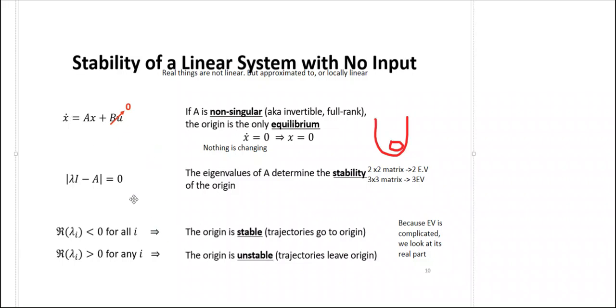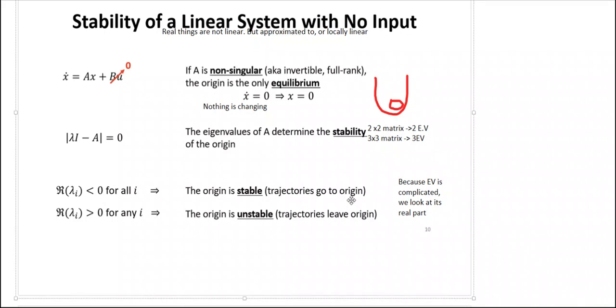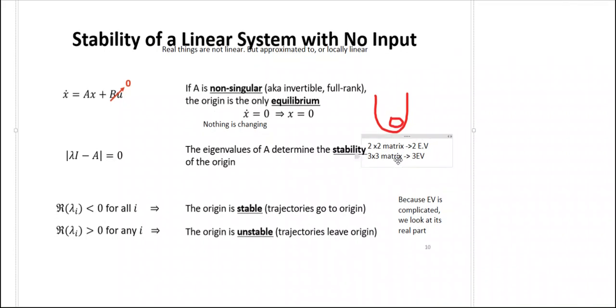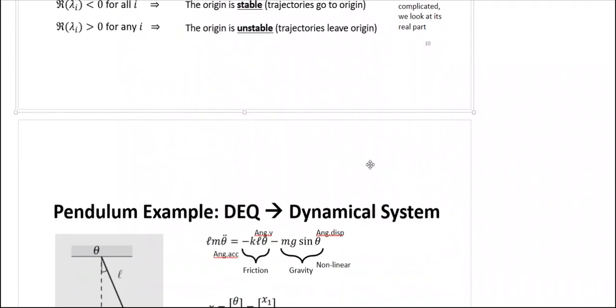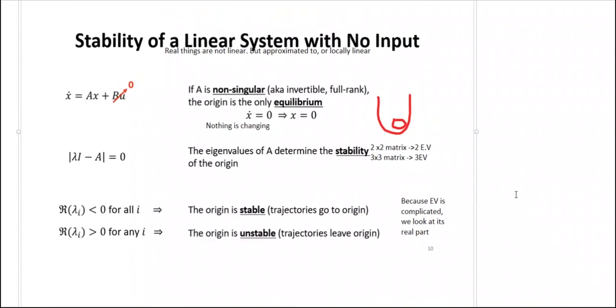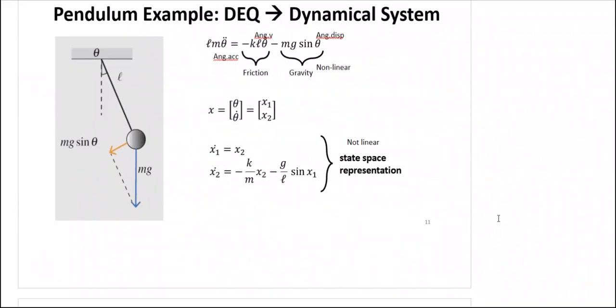The eigenvalues of A determine the stability of the origin. I don't really understand, but a 2 by 2 matrix needs 2 eigenvalues, and a 3 by 3 matrix needs 3 eigenvalues. If the real parts are smaller than 0, so negative, then things are stable. But if they're positive, then it's unstable. Eigenvalues get complicated, so we look at the real part.